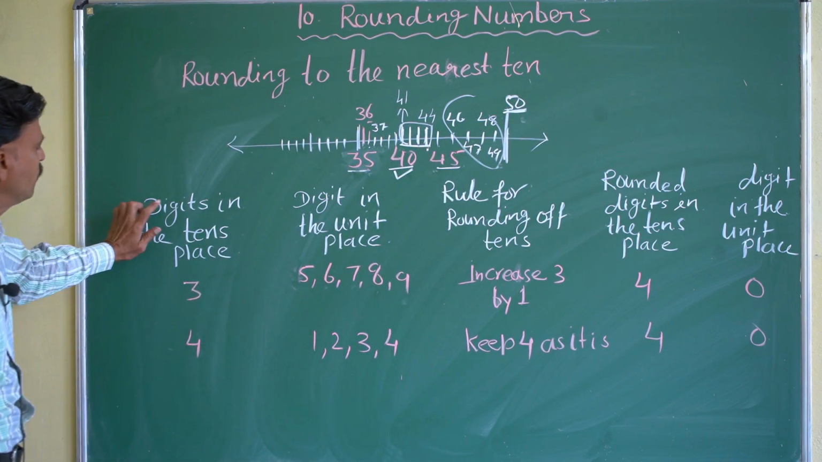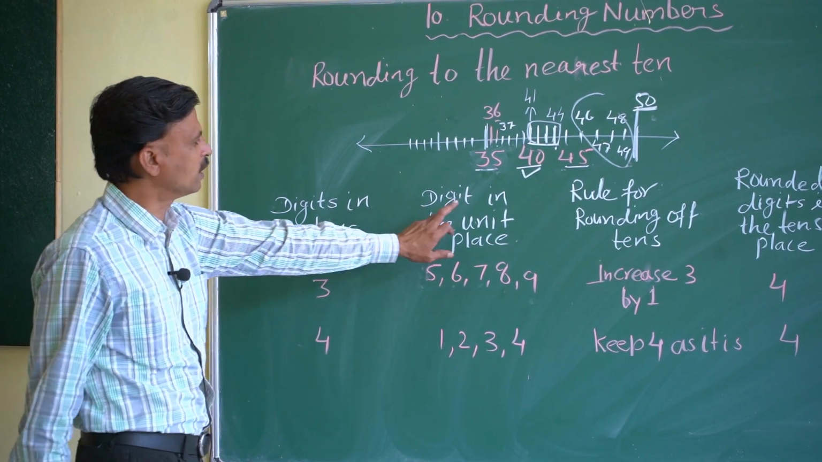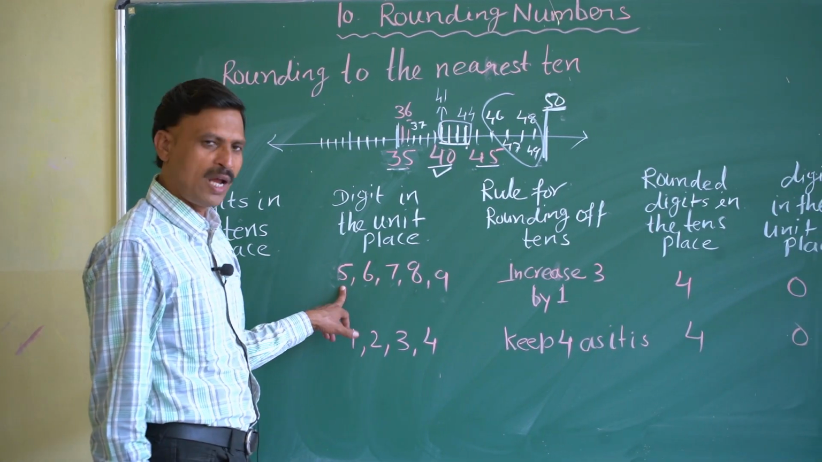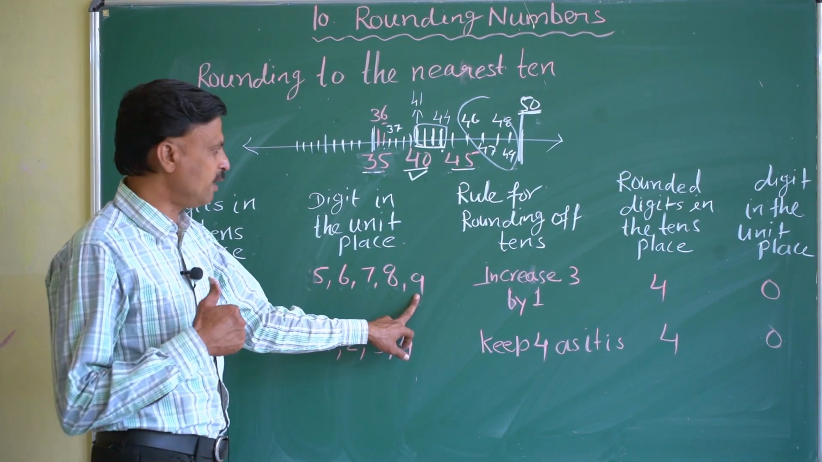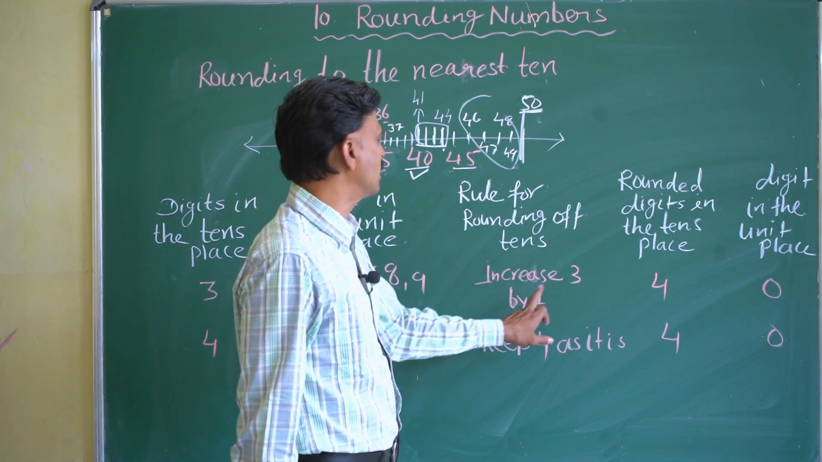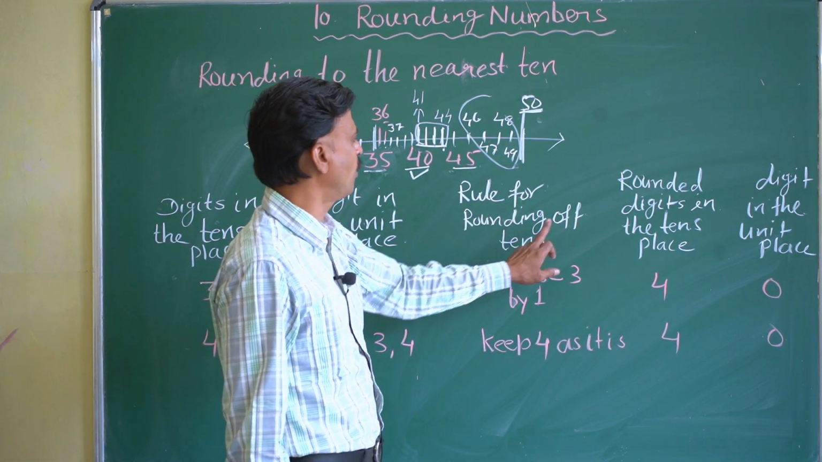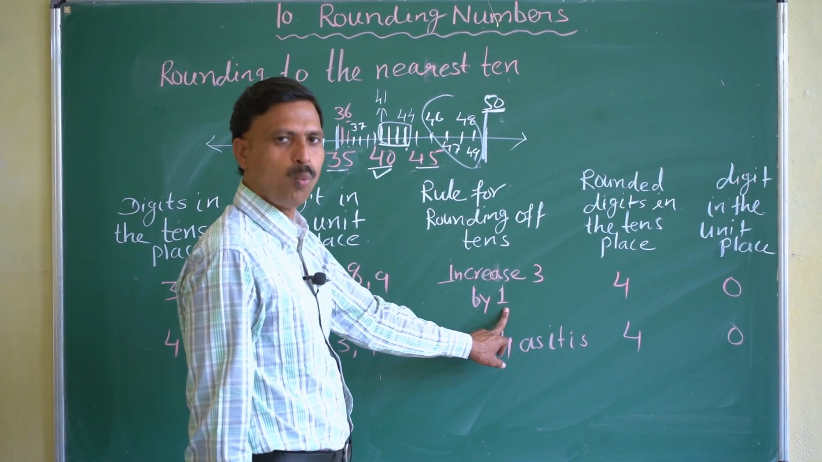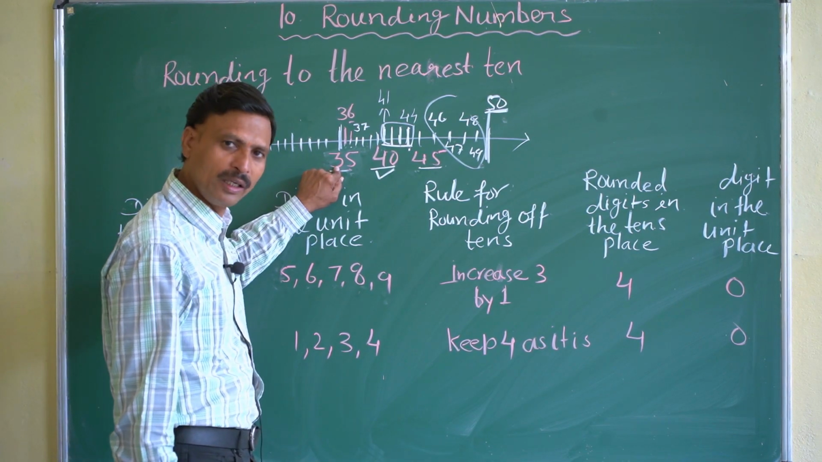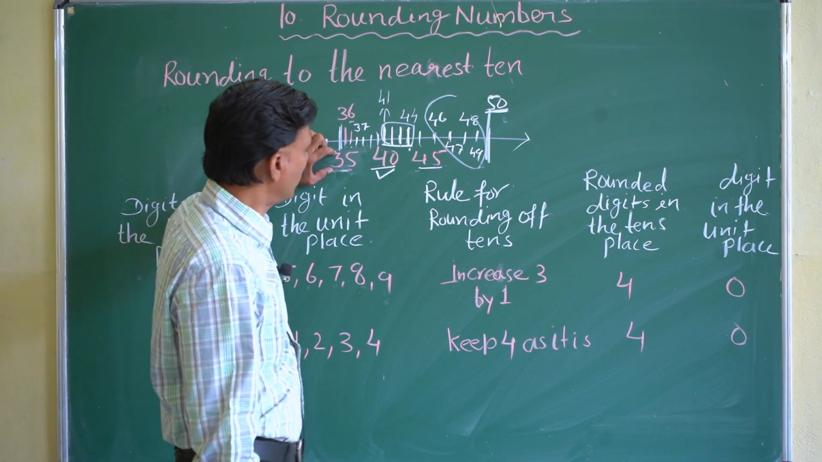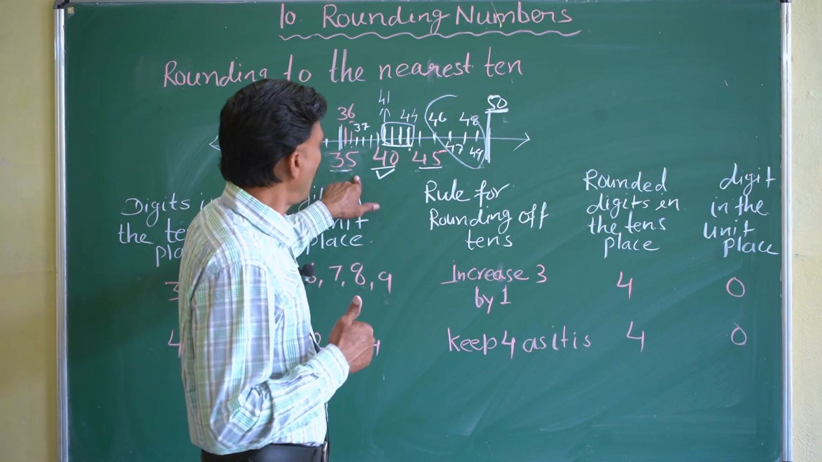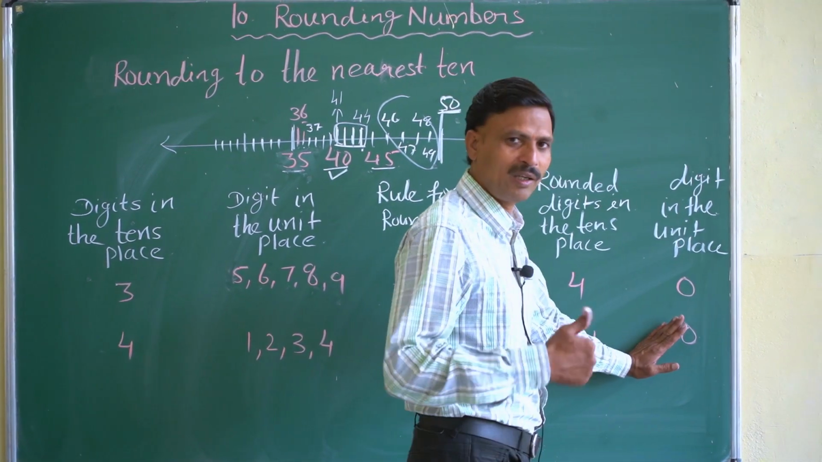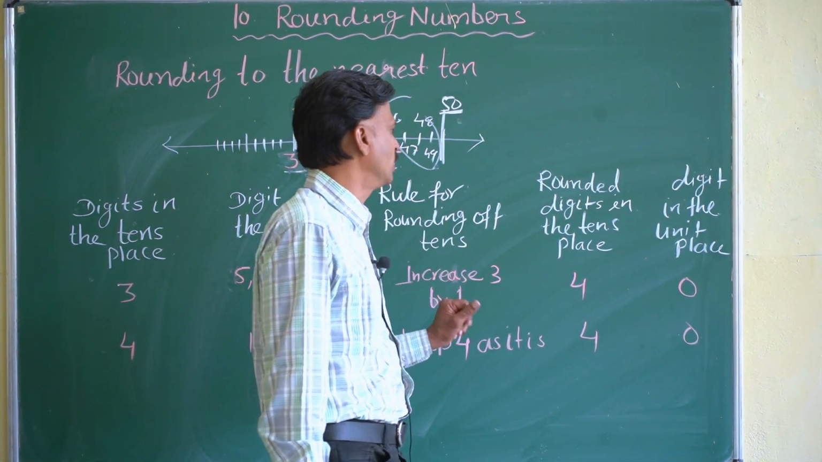So the rule is, first we see the unit place value. If the unit place is 5, 6, 7, 8, 9, then we increase the 10th place. This is the rule for rounding to the nearest 10. So we increase the 10th place digit by 1. Here the 10th place digit is 3, so we increase this value by 1. This 3 becomes 4, and the unit place becomes 0.